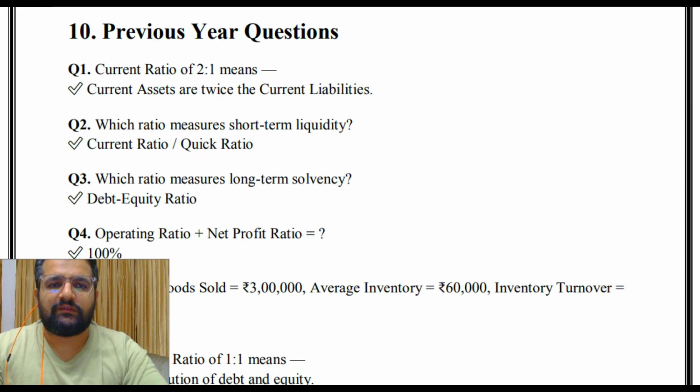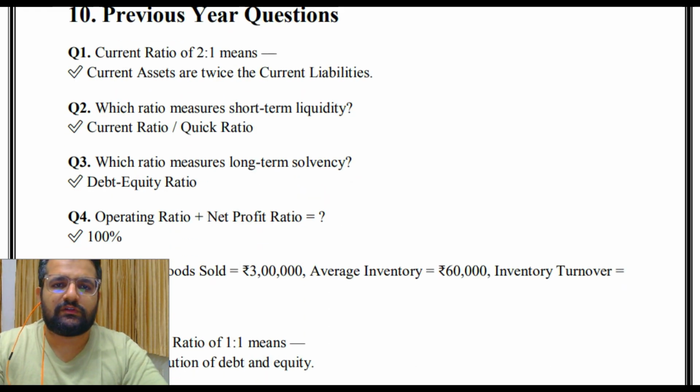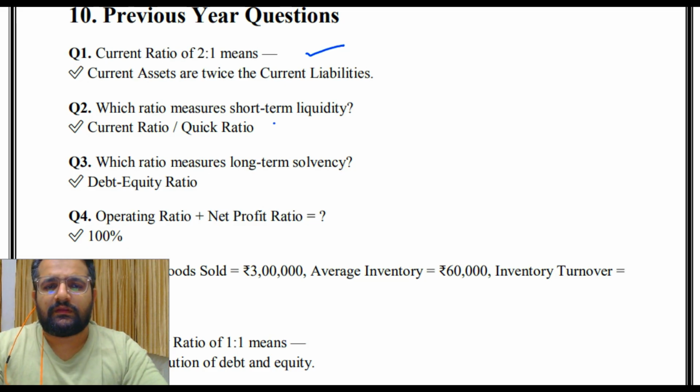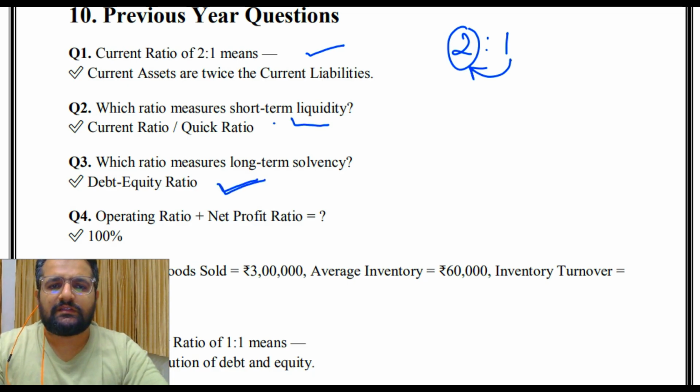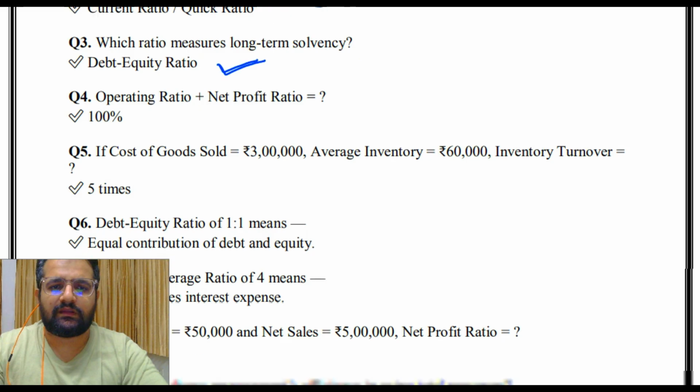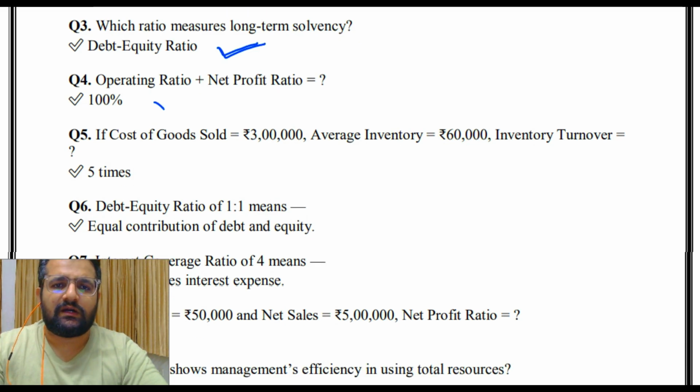Then some of the previous year questions. Current ratio equal to 2:1 means current assets are twice of current liability. Okay, current assets are twice of current liability. Obviously 2:1 means this portion is double of this one. Then which ratio measures short term liquidity? Current ratio, quick ratio. Which ratio measures long term solvency? Debt equity ratio. Operating ratio plus net profit ratio is 100%.